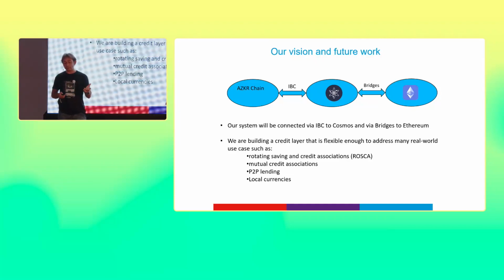Why are we doing that? Because we are building not just this Bank3 system, but a more broad credit layer. Now we need to build a credit layer that needs to express more complex features. For example, we aim at implementing ROSCA, Rotating Saving and Credit Association, a system very popular in some parts of Africa and also Asia, a mutual credit association, peer-to-peer lending, and also local currencies.